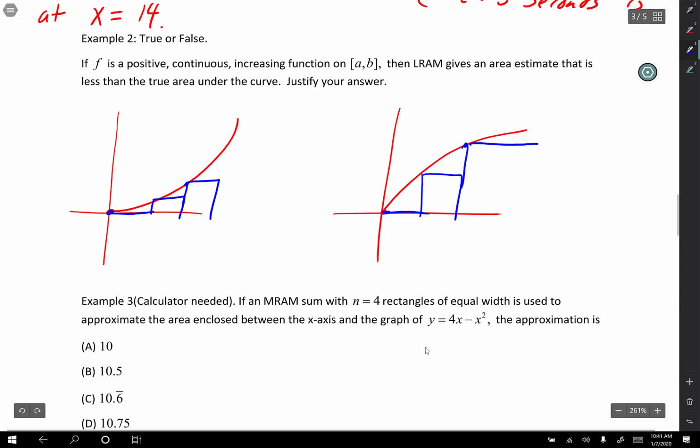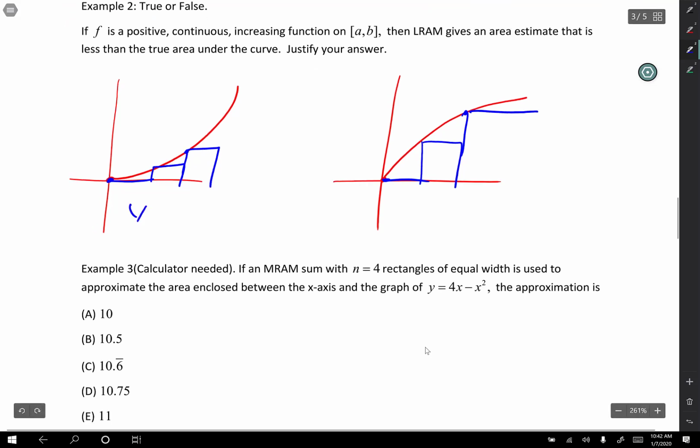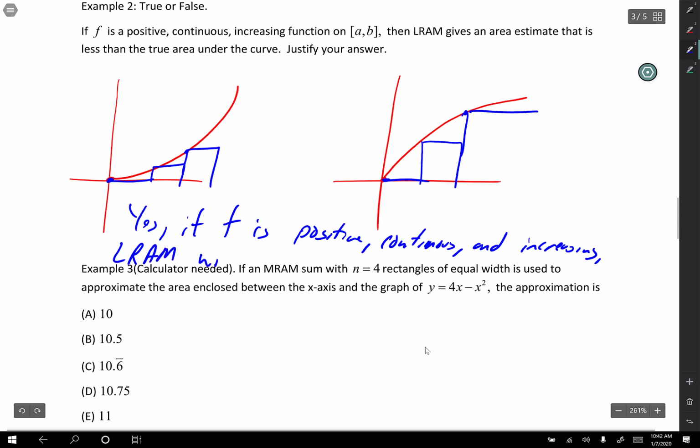No, you were right. Yes. Do we see what's going on, guys? So, yes, this is true. If f is positive, continuous, and increasing, LRAM will always be an underestimate since rectangles are below curve.